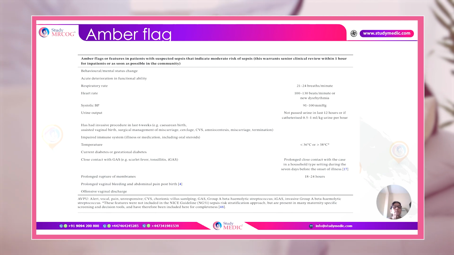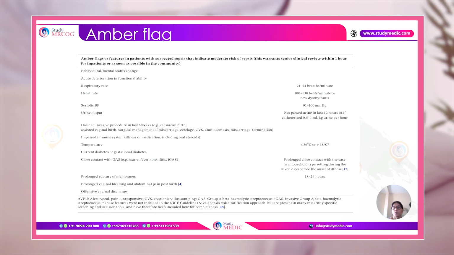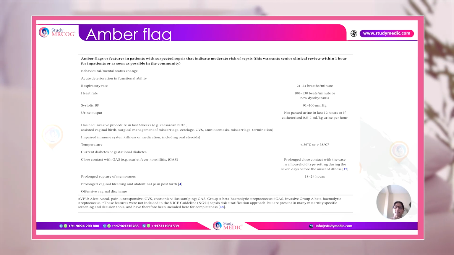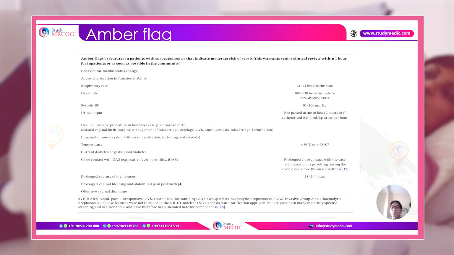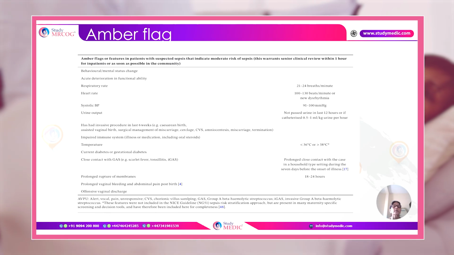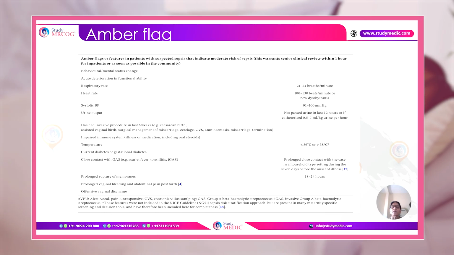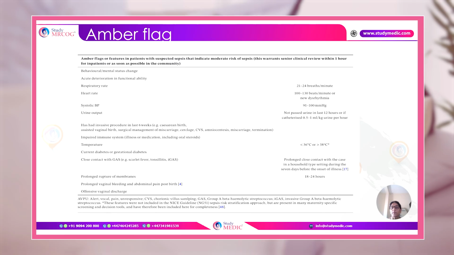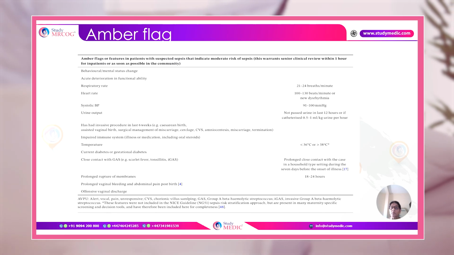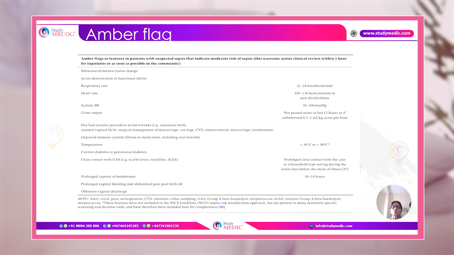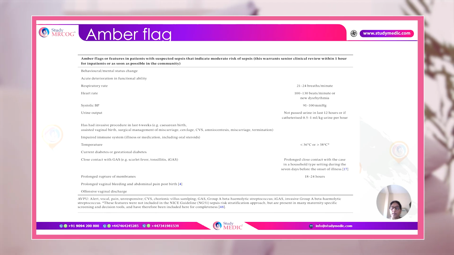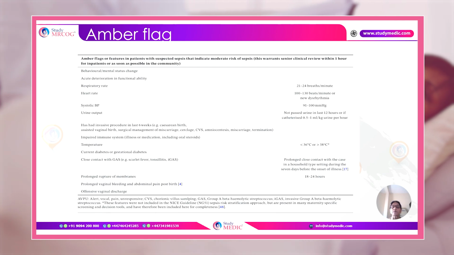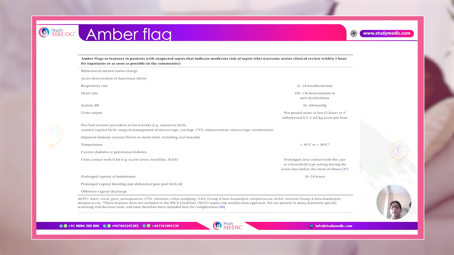Acute deterioration in functional ability, respiratory rate between 21 to 24. These are signs and symptoms which are less severe than what we had in the red flag signs. Heart rate between 100 to 130, systolic BP between 91 to 100. For red flag it was systolic less than 90. Urine output is almost the same: not passed urine for about 12 hours, or if she has been catheterized, then output is only 0.5 to 1 ml per kg per hour.